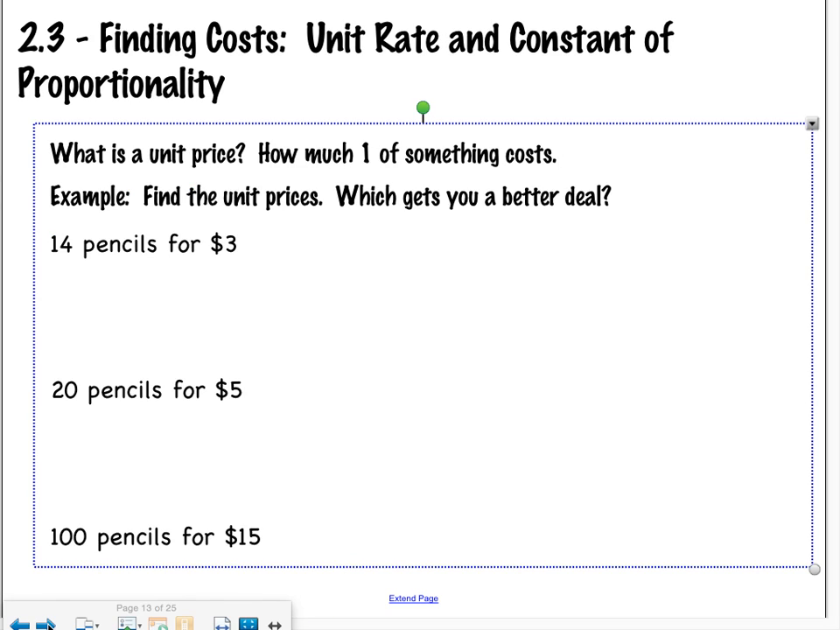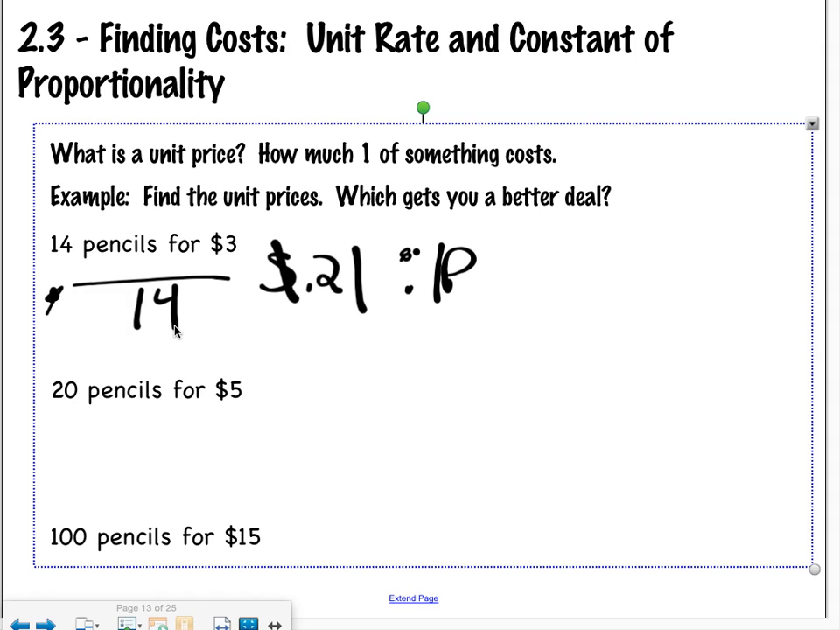Okay, so moving on to 2.3. So we talked about unit prices. So what is the unit price? It's how much one of something costs. So if we wanted to find a better deal here, we would want to find out how much one pencil costs for each scenario. So if you divide both sides of this one by 14, you get 1 pencil. And 3 divided by 14 is 21 cents. Okay, so 1 pencil here costs 21 cents, and we got that by dividing by 14.